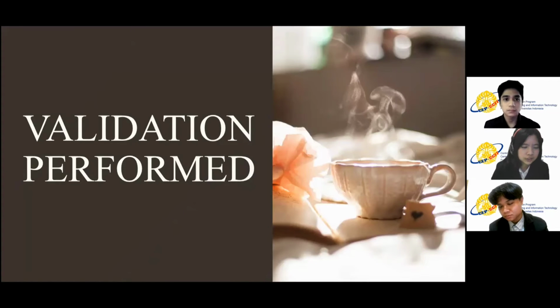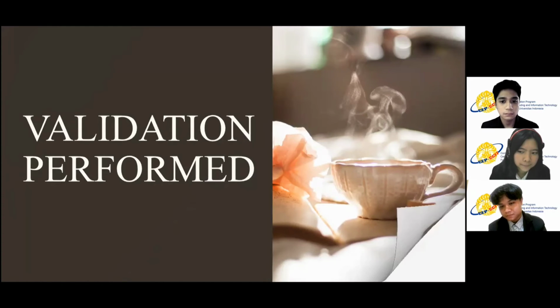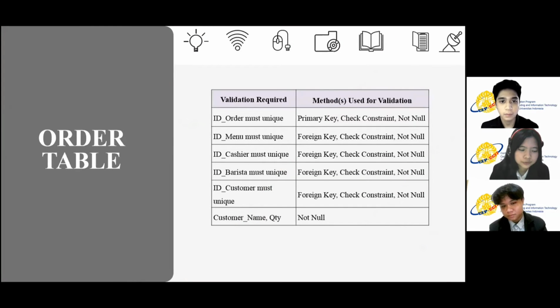And this is the validation performed. The first one, we have order table. We have validation required and methods used for validation. The first one is ID order, must unique. And the methods used for validation are primary key, check constraint, not null. The second one is ID menu, must unique. Methods used for validation are foreign key, check constraint, not null.